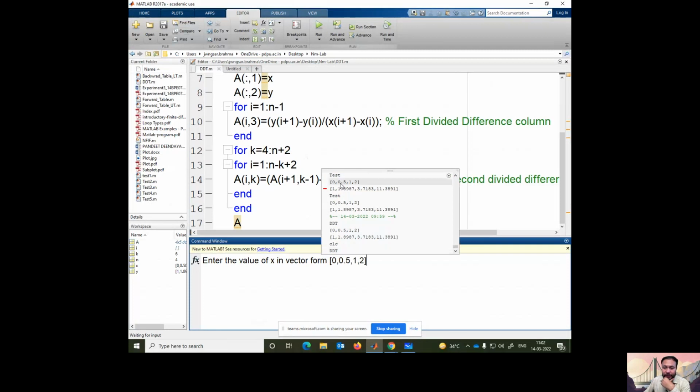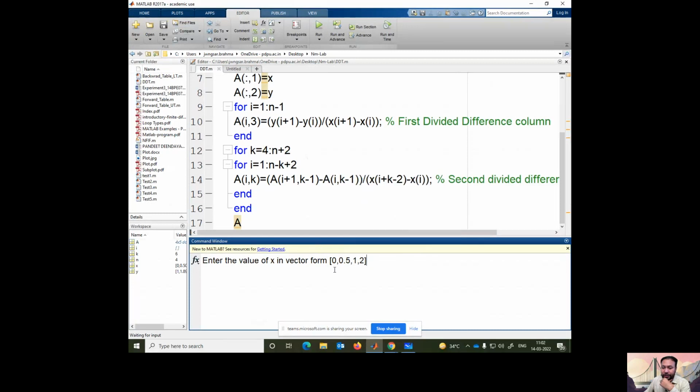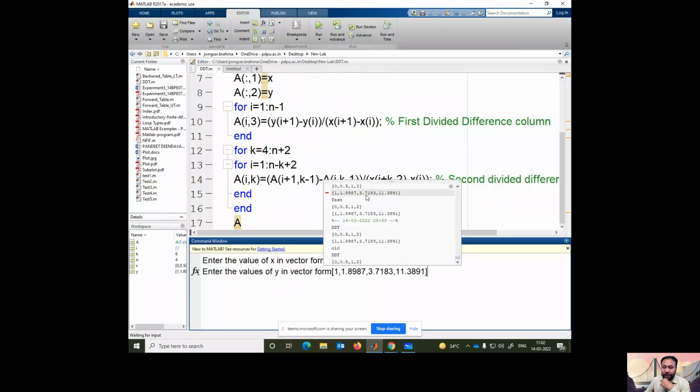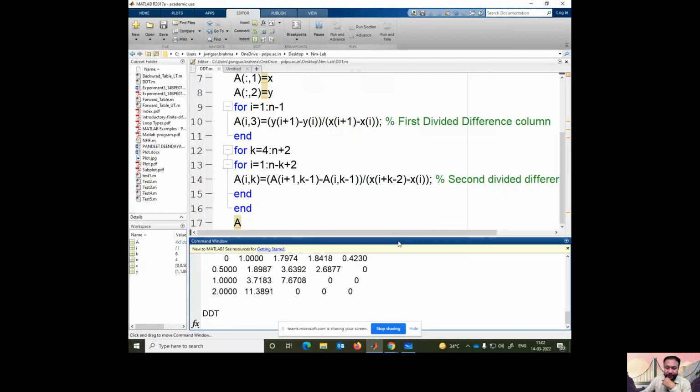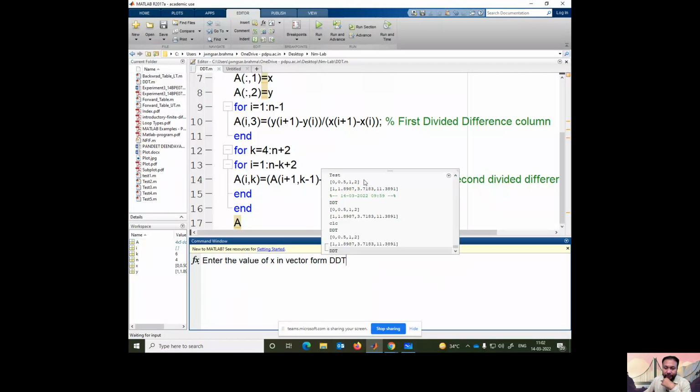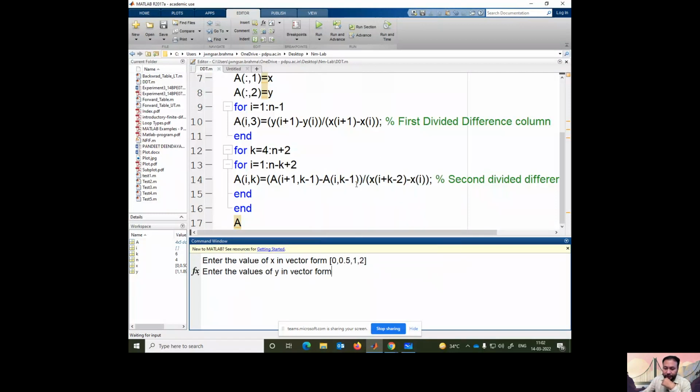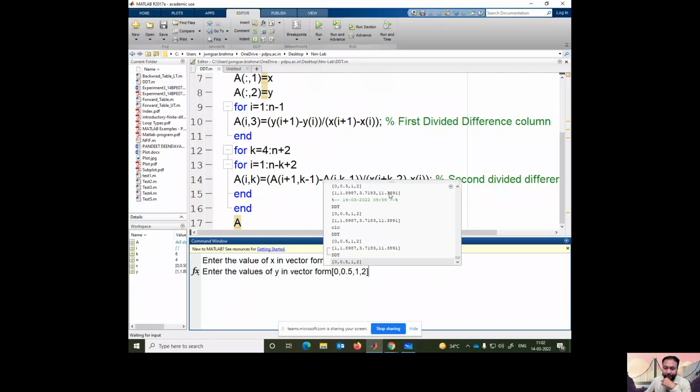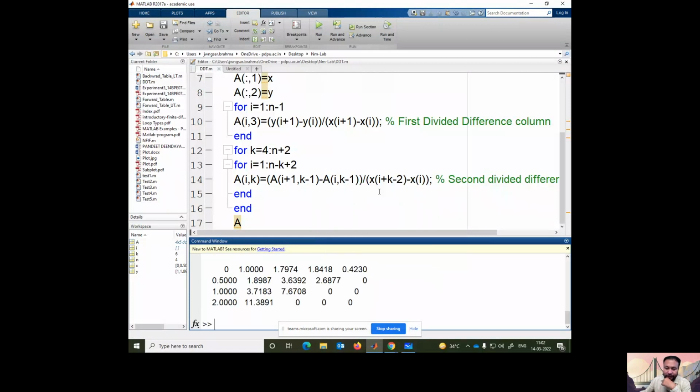Now enter the value. Suppose I have entered the values 0, 0.5, 1, and 2. These are not equal, right? These are unequally spaced. Enter it. Enter the value of y in vector form. How about this is the value of y I have entered. And look here. Enter the value of y, this one here.